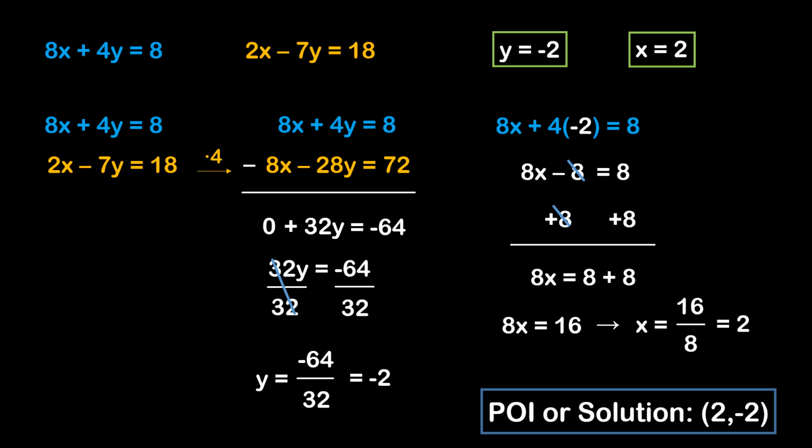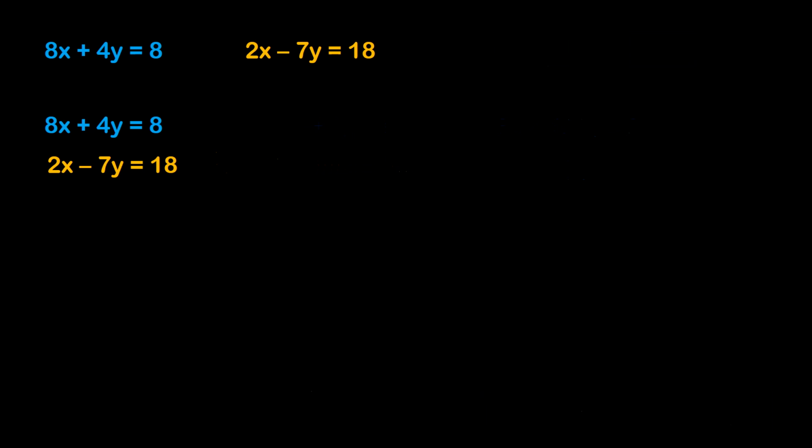Now I want to note that this was not the only way we could have gone about doing it. So going back to this, keep in mind that we multiplied the first equation by 4. Technically, we can also divide equations by numbers. So another way of going about this would have been to divide the first equation by 4, because that would give us 2x plus y is equal to 2. Right, so 8x divided by 4 is 2x, 4y divided by 4 is y, and 8 divided by 4 is 2.